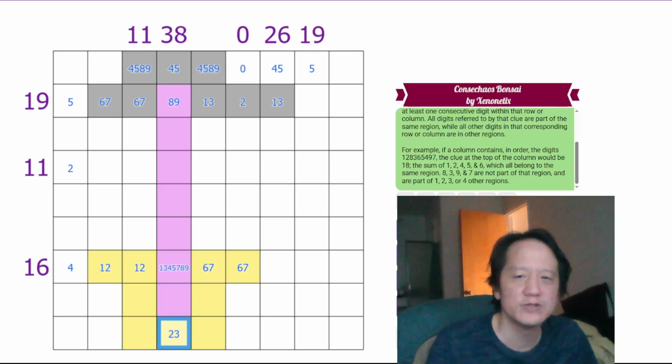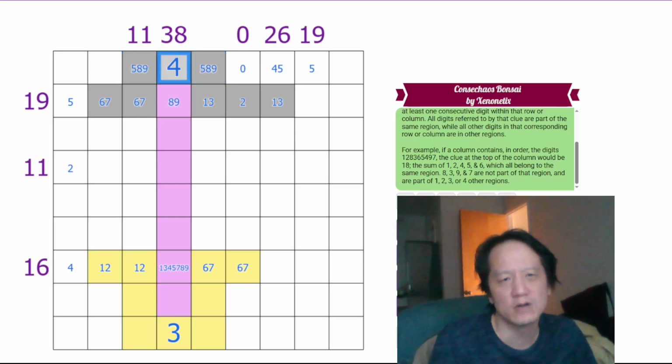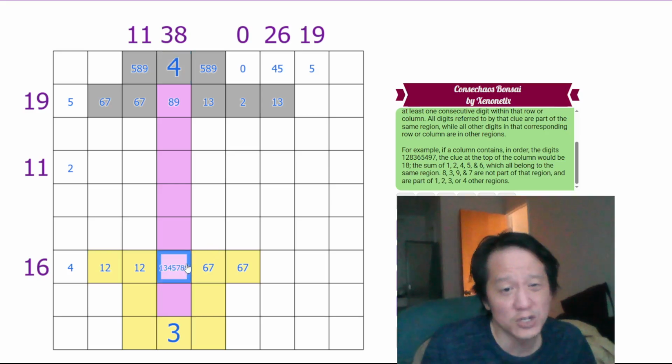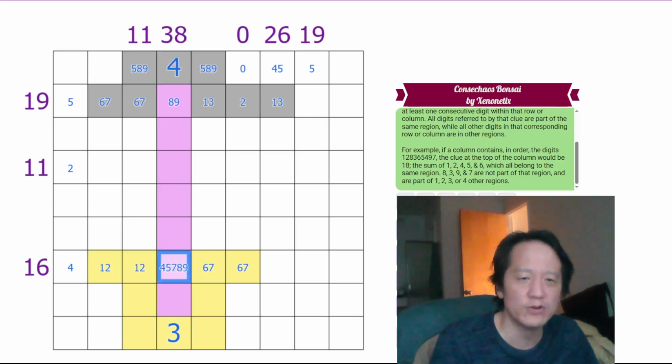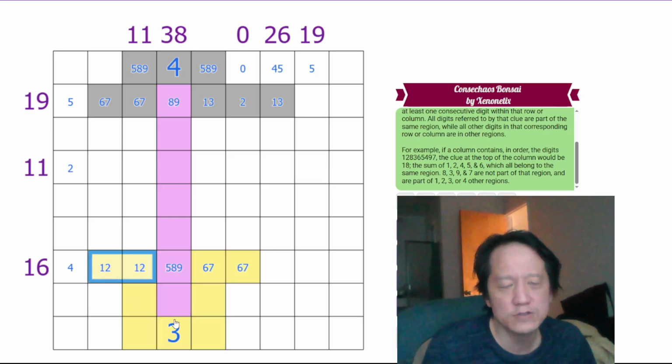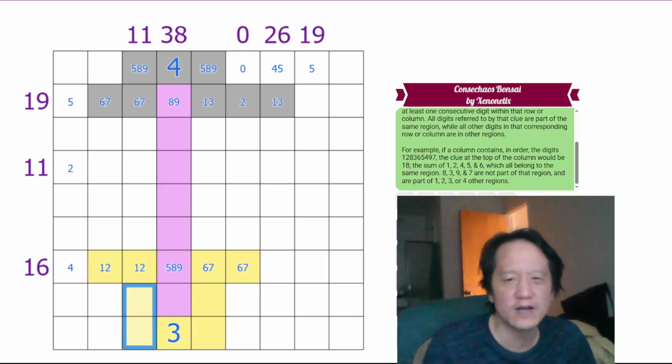Which means this can't be 2. This is 3. This is 4. This can't be 4, and this can't be 4 here. I think this actually might be the solution. This can't be 1, 3, 7, or 4. This is 5, 8, or 9. We have 1, 2, 1, 2. This is 3. This has to be 4, 5, 8, 9.